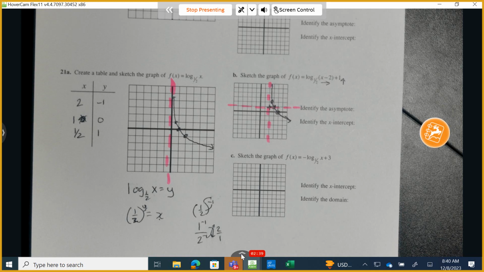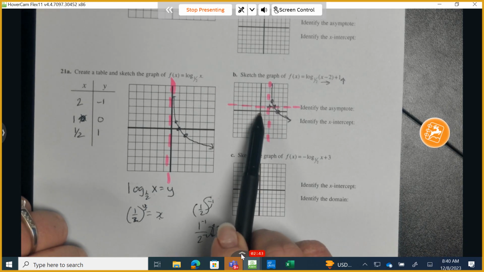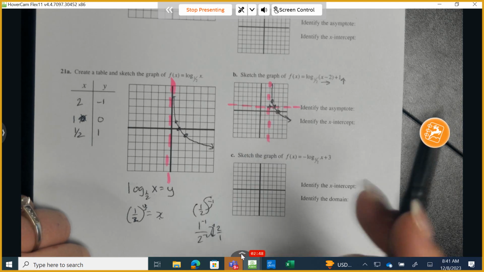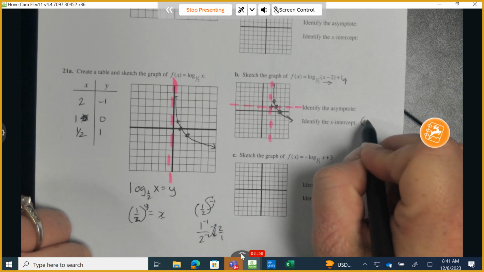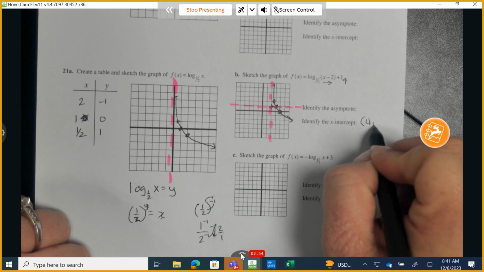Okay, now let's take a look at this. Let's count what we have here, okay? So if I count the number of spaces, I have 1, 2, 3, 4. Okay, so I have identified the x-intercept. I have an x-intercept down here at 4, 0.